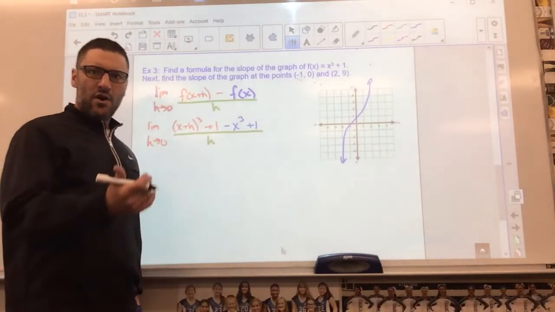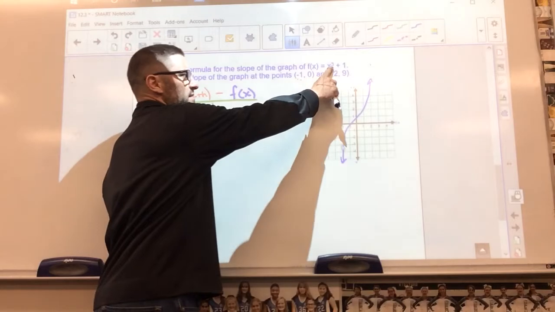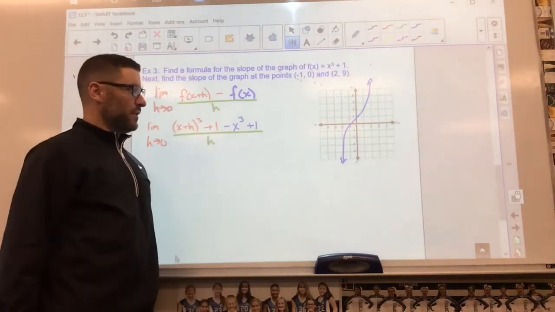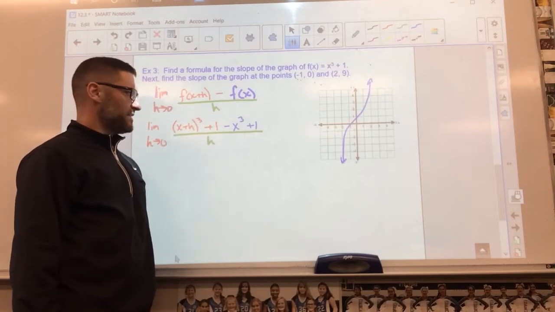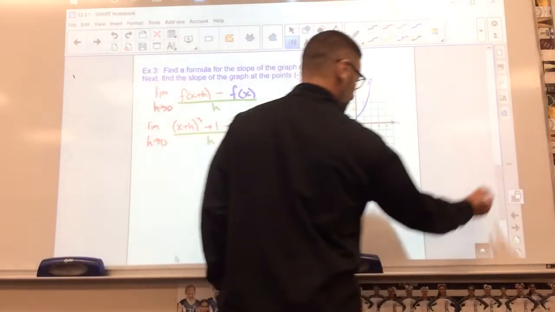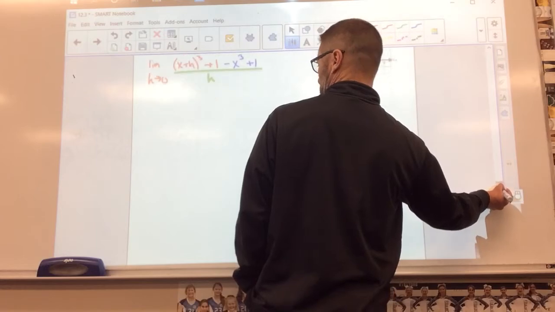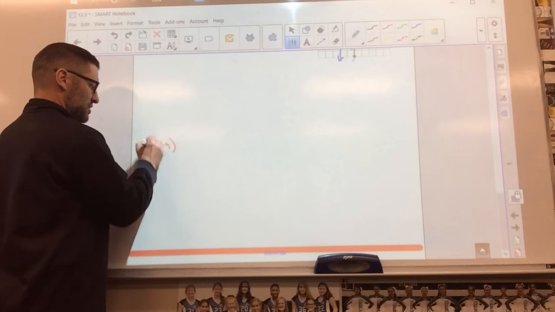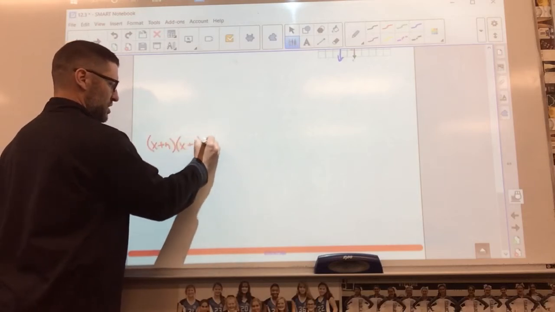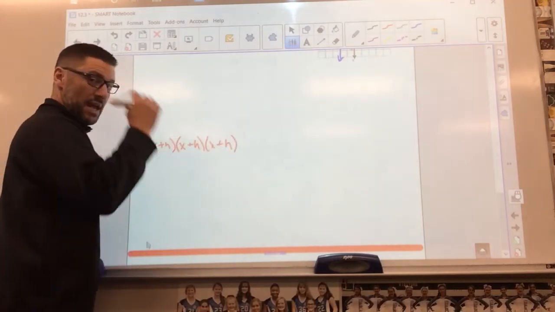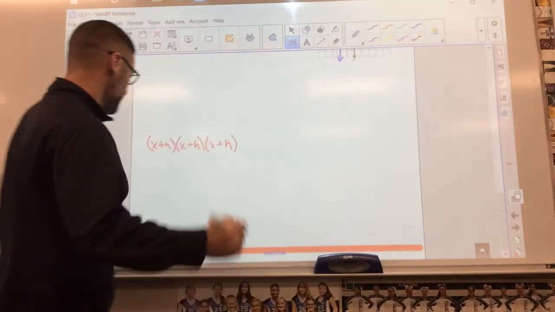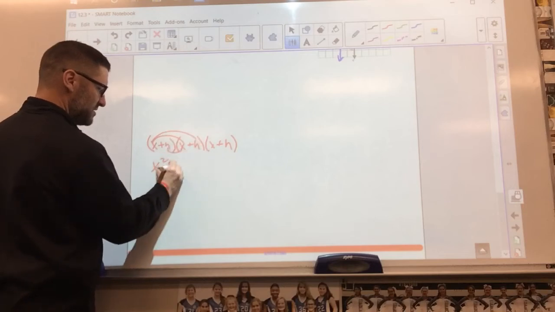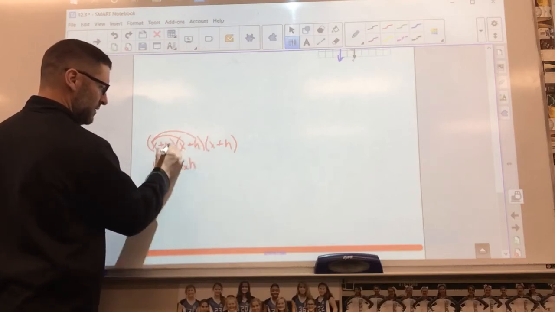Now, the hard part about this one, and when this number gets cubed or raised to the fourth or whatever, is you're going to have to take this part out and FOIL it out. So I'm just going to go over here for a little sidebar. I'm going to take x plus h and cube it: x plus h times x plus h times x plus h. I'm going to have to FOIL all that out in order to get an answer. So let's see what I get. x squared, and that's xh and xh is 2xh, and that makes h squared.